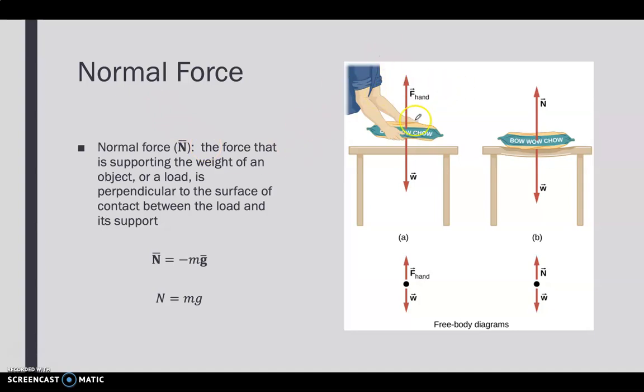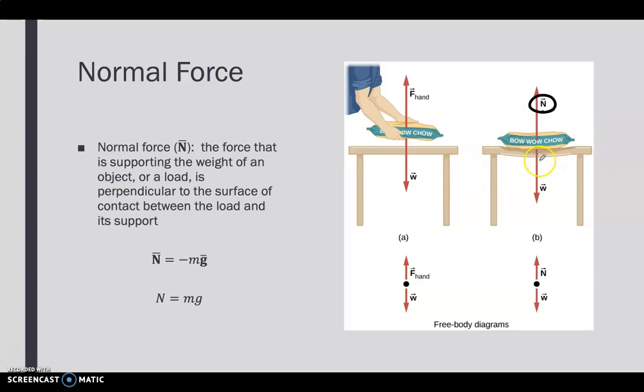Okay, so say we have a bag of dog food called Bow Wow Chow, pretty inventive, right? And we put that onto a table. Okay, the table doesn't just collapse or anything, right? It doesn't just move out of its way. The table now puts a force that opposes the weight of the dog food. Okay, so that's what this normal force is doing. It is supporting the weight of this object.